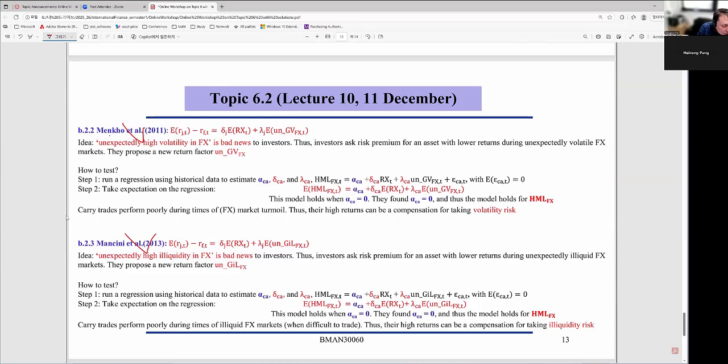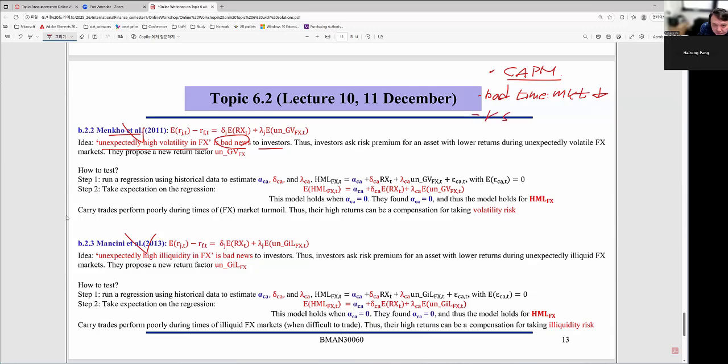Their idea is this: unexpectedly high volatility in FX is bad news to investors. So, let's use CAPM to understand this one first. Every asset pricing model defines bad time. So in the CAPM case, when the market goes down, this is bad time.